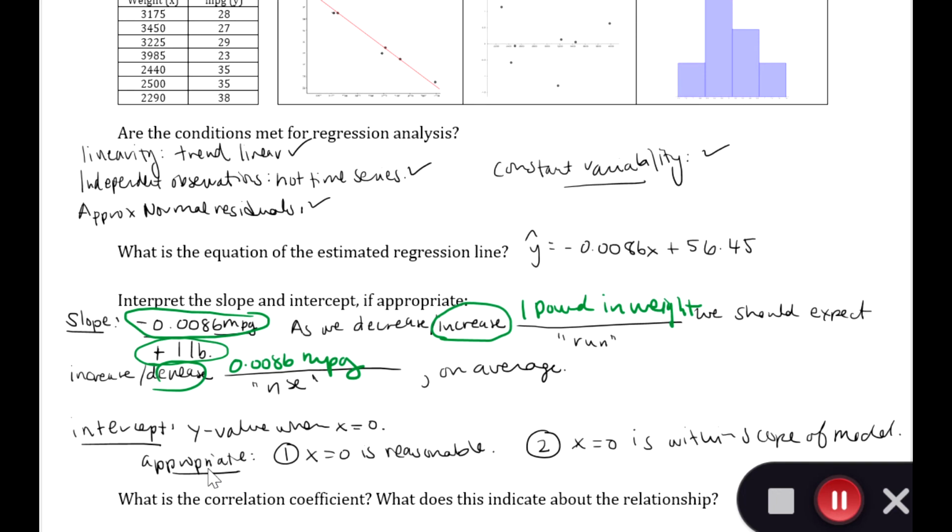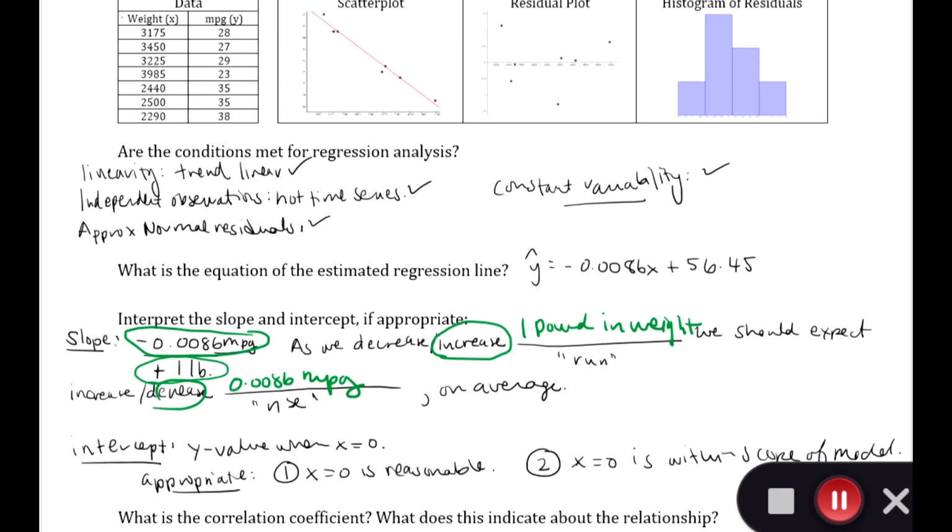to be reasonable to even try to interpret this y-intercept. So x equaling 0 means what? Again, remember, your x is your weight up here. Okay, so does it make sense to have your weight being 0 pounds? Since that is not reasonable, then it is not appropriate to interpret our y-intercept.